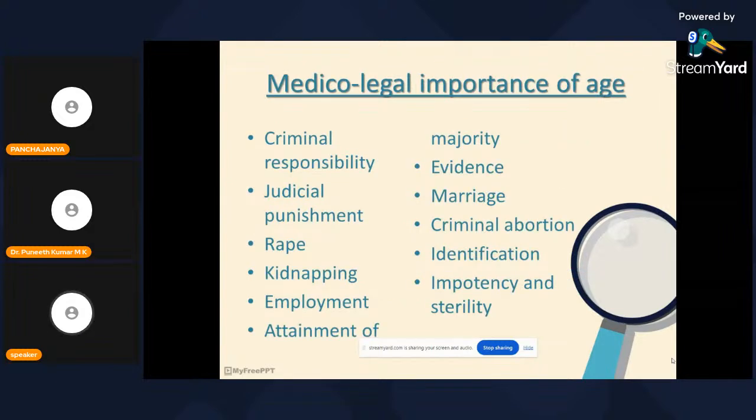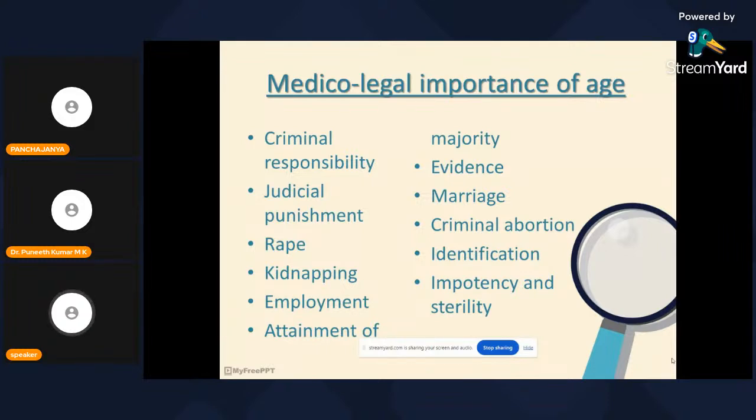And the medico-legal importance of age: in criminal responsibility, age matters, because until 7 years of age, if any person commits an act, it won't be considered a guilt or a crime, because at that time they won't have the mentality or the maturity to understand what's going on. And for judicial punishment, if a person within 18 years of age commits an offence, he will be sent for judicial imprisonment, and the punishment will be decided by the judicial court.